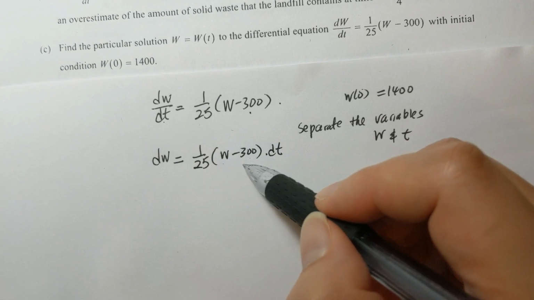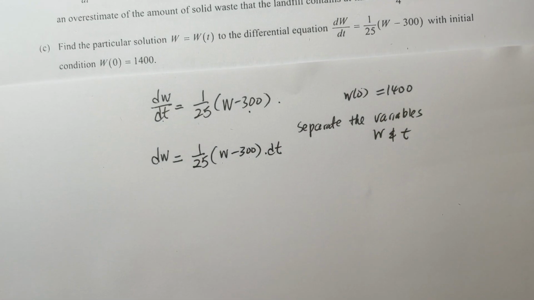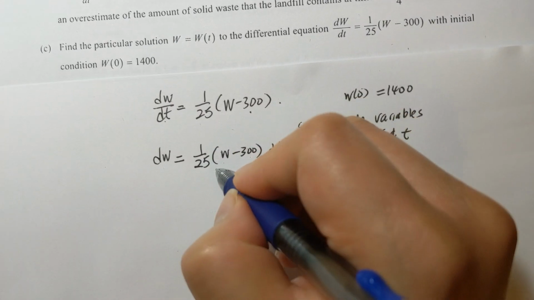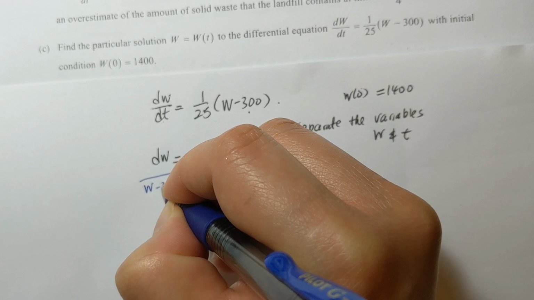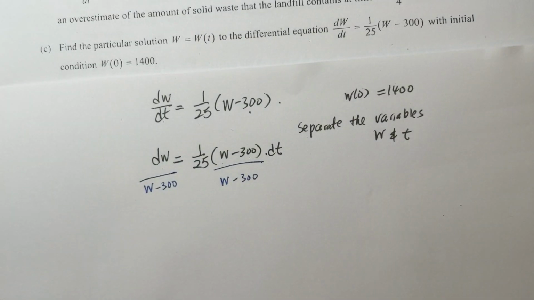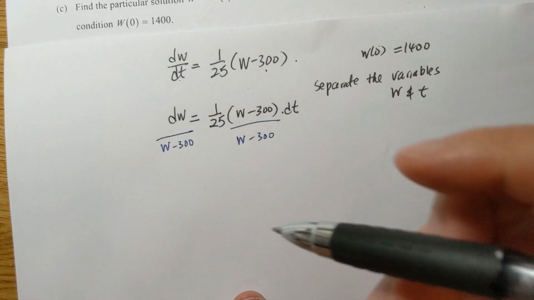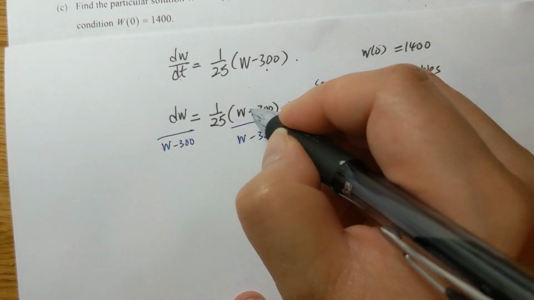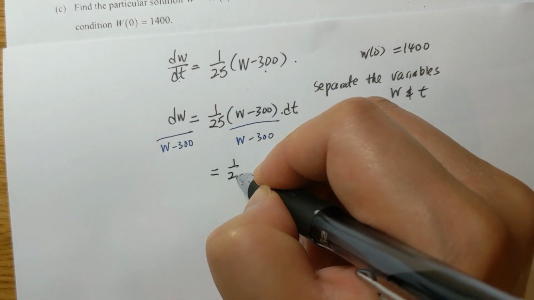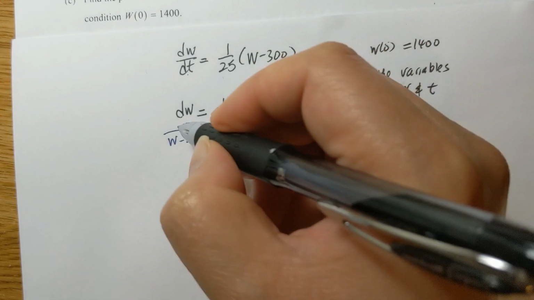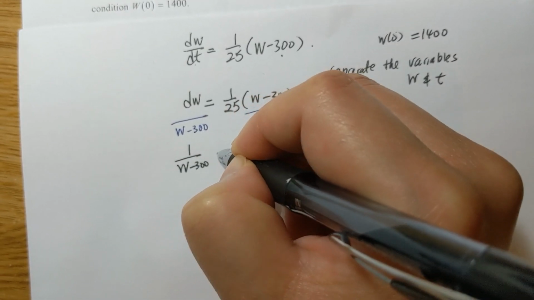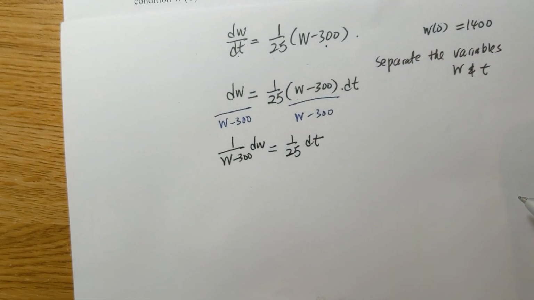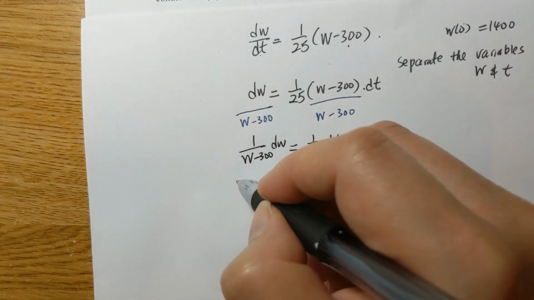So I need to eliminate this. So next step, I have to divide this. After I divide, this cancels out, so you get 1/25 dt. And here I'm going to rewrite it as 1/(W minus 300) dW. Now we're going to use integrals.